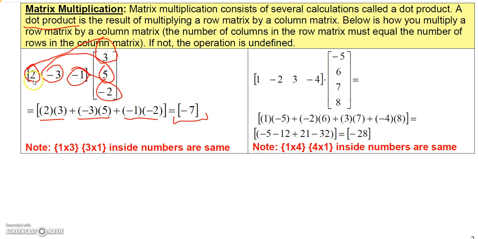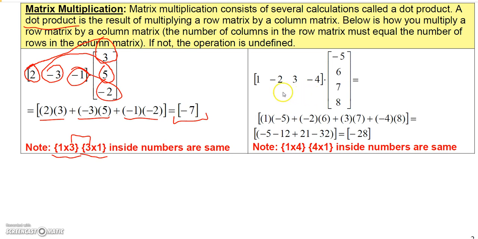Now notice that the size of the first matrix was a 1 by 3, 1 row by 3 columns. And notice that the size of the second matrix was 3 rows by 1 column. Notice that these two inside numbers are the same. If those inside numbers are not the same, then I would not be allowed to multiply these two matrices together, because I wouldn't have enough columns here to match the number of rows that I have here. So in that case I would say it's undefined.